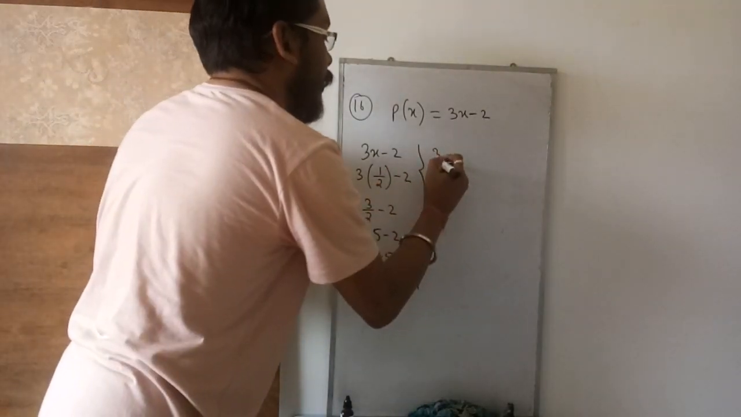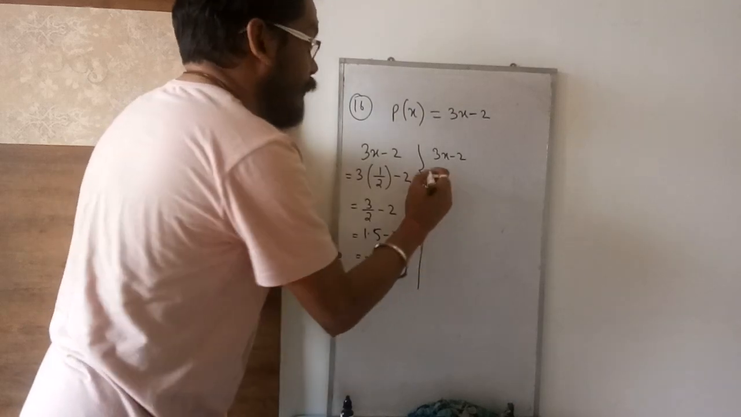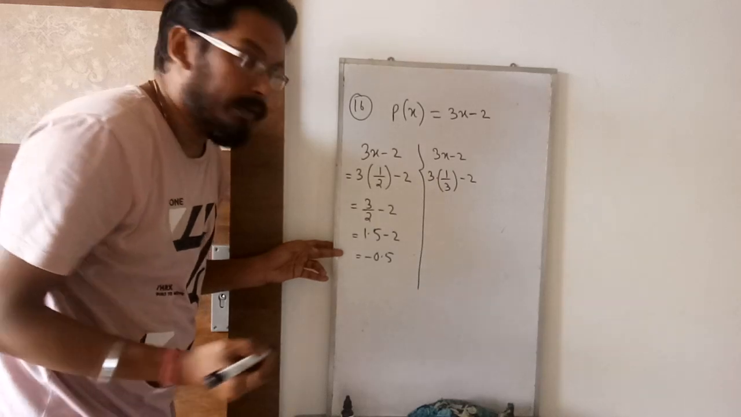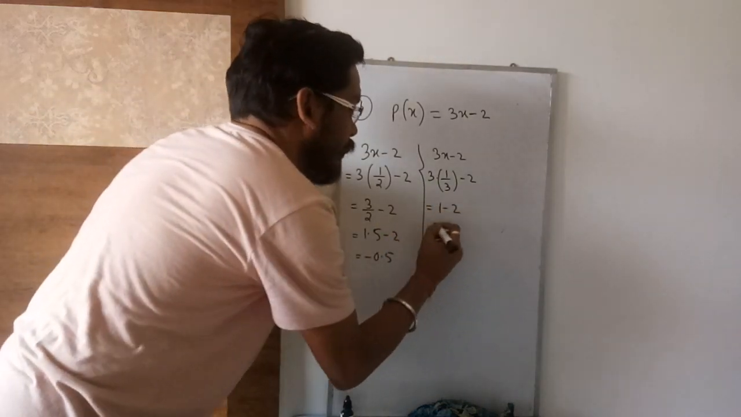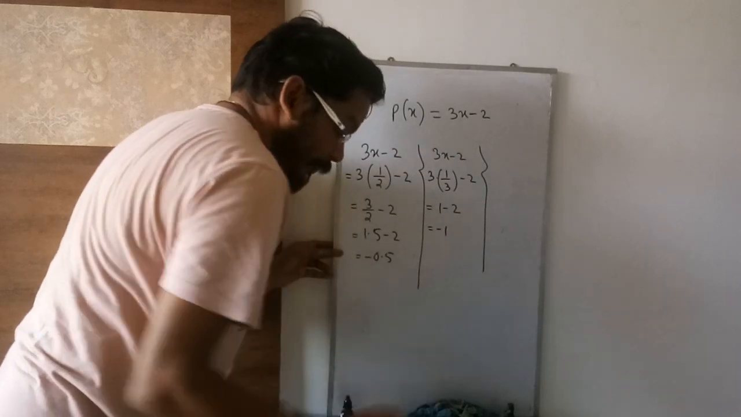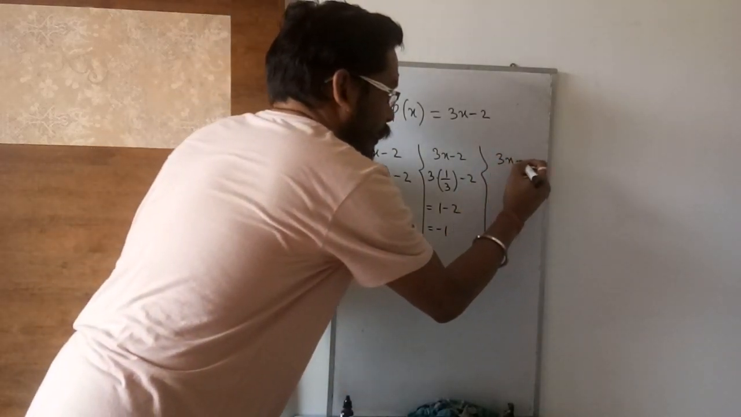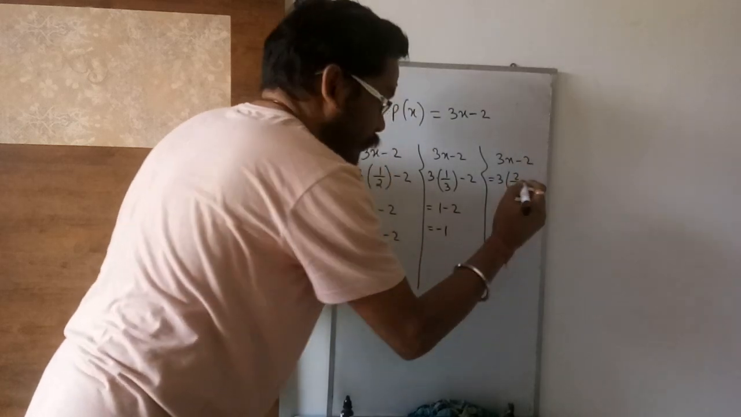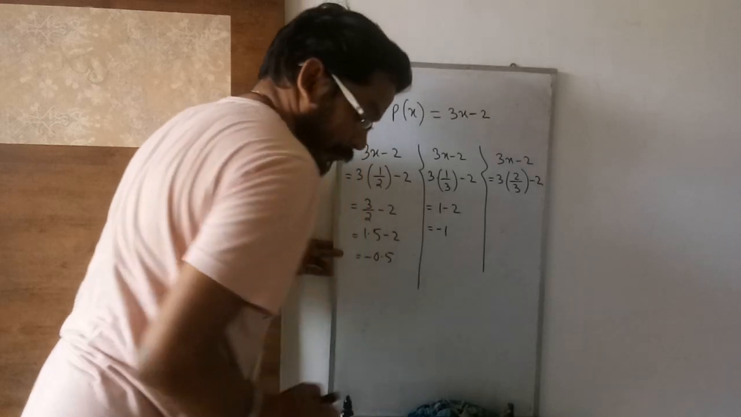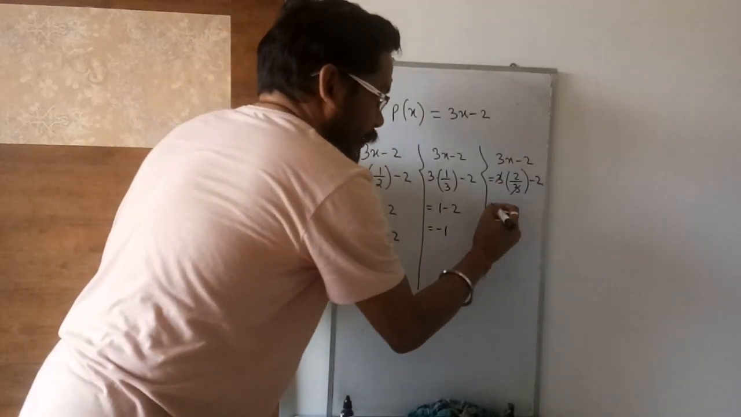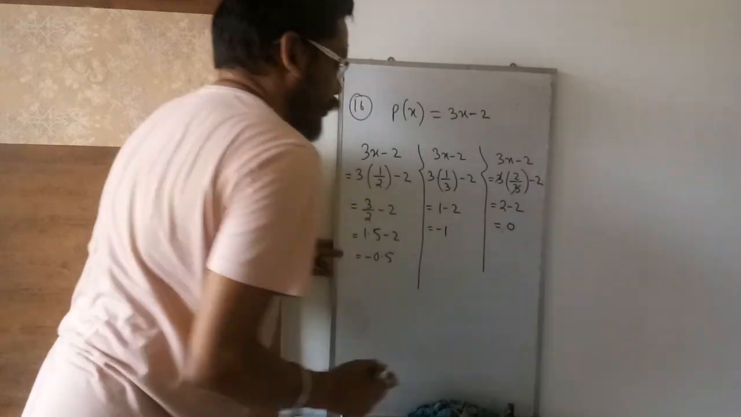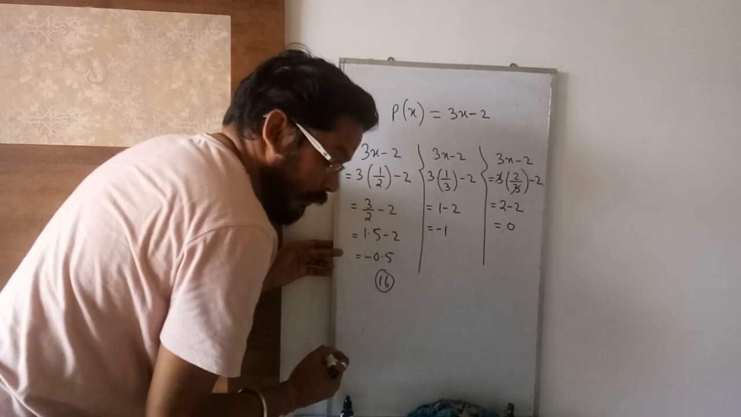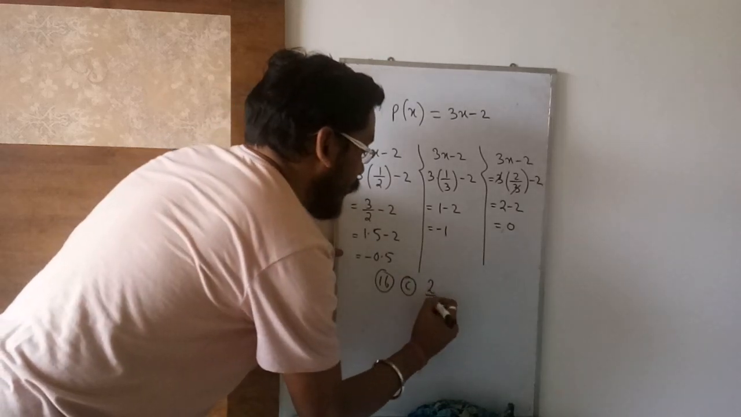Next value, again I am writing 3x minus 2. Next value is 1 by 3. I have to find out for what value I will get 0. So 3 3 cancel, 1 minus 2, it is minus 1. Third value 2 by 3, 3x minus 2. Okay, so 3 3 cancel, so it is 2 minus 2, you got 0. So your answer will be how much? Answer to question 16 will be option C, 2 by 3.